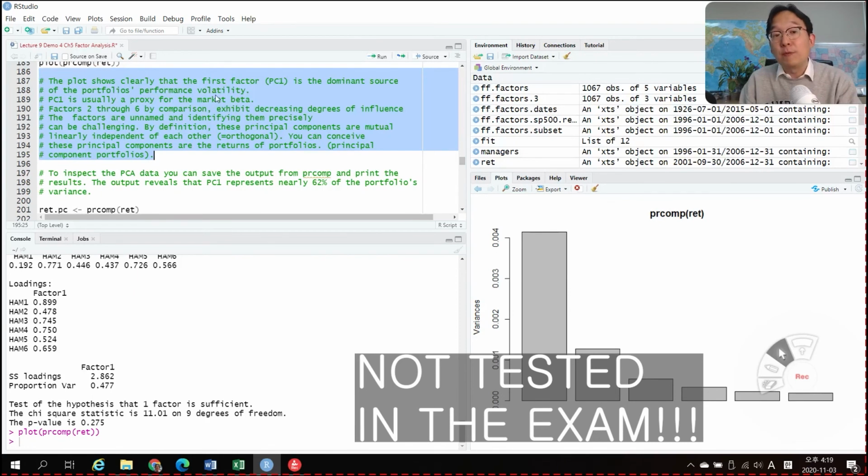I told you before, the PCA is a procedure to identify one new dimension that enables you to describe and summarize the distribution in a very nice, efficient way. For that purpose, you need a dimension that captures the biggest variation, the volatility in this case, right? PC1 is usually a proxy for the market beta. Factor 2 is 2 through 6. By comparison, they exhibit a decreasing degree of influence. The factors are unnamed, and identifying them precisely is hard.